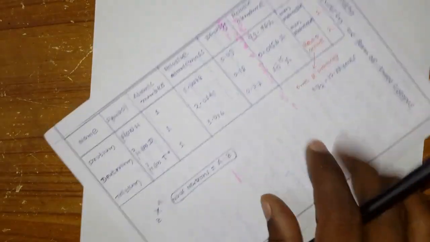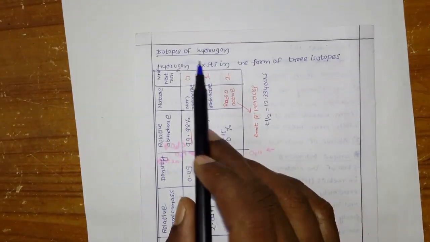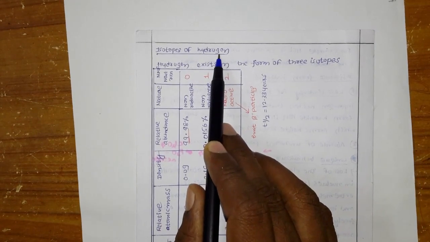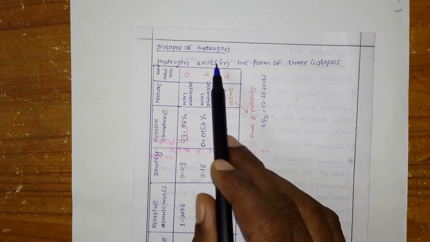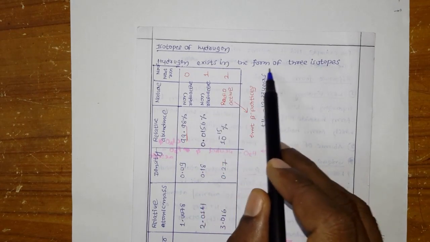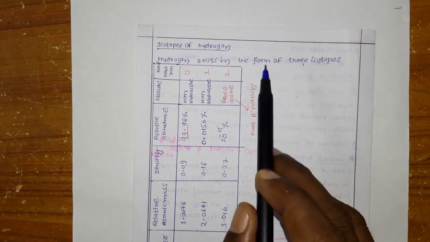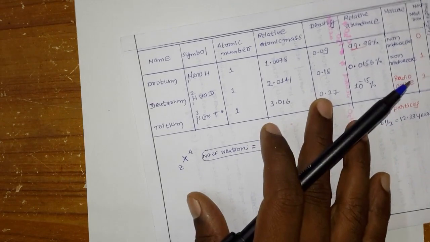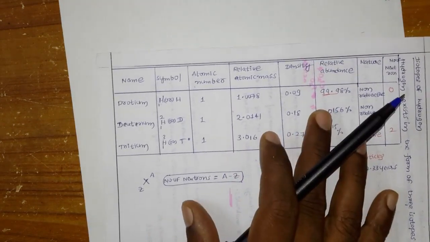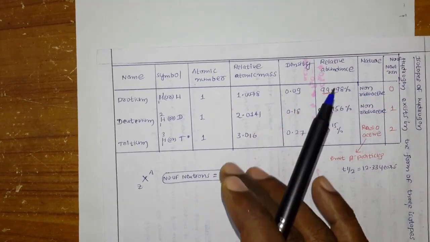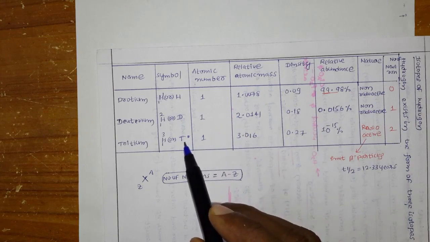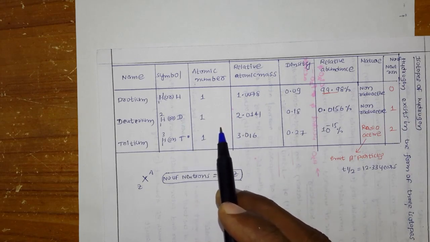Next we can see the isotopes of hydrogen. You know isotopes. Generally hydrogen exists in the form of three isotopes. What are isotopes? It is very simple: isotopes are atoms with the same atomic number but different atomic mass.